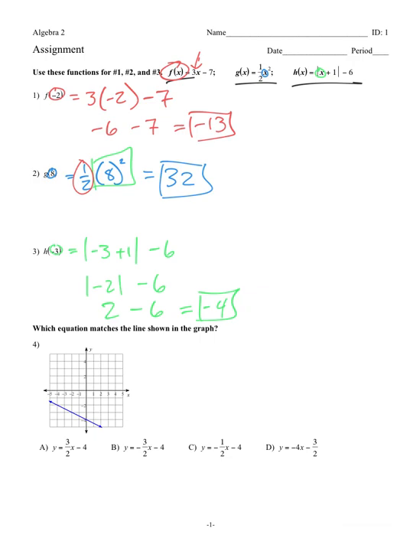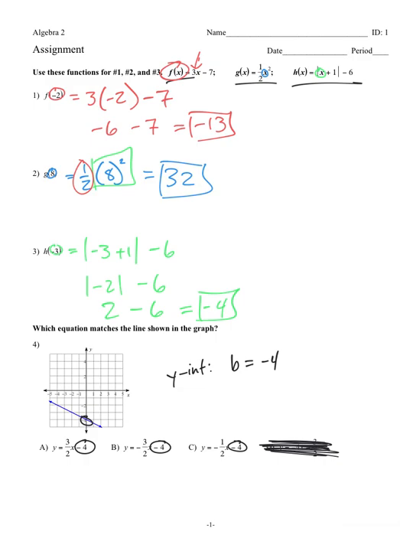This next one says which equation matches the line shown in the graph. And so I'm going to look first at the y-intercept. And it looks like the y-intercept is b equals -4. And so I'm going to find the ones where the y-intercept is -4. And so I have a y-intercept is -4 there, there, and there, but not here. So I can cross off option D.